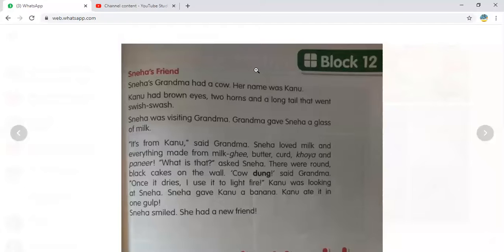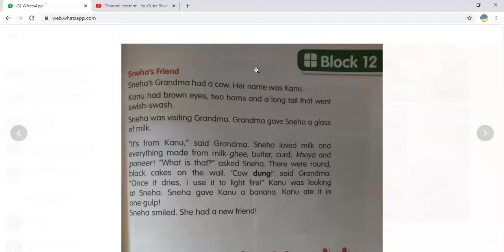What is Kanu here? Kanu is a cow. Said Grandma, Sneha loved milk and everything made from milk: ghee, butter, curd, kova and paneer. We get many things from milk. Ghee comes from milk. Ghee is nei, butter is venna, curd is perugu, kova is the sweet you know, and paneer is the white balls. These are the five things we get from milk.